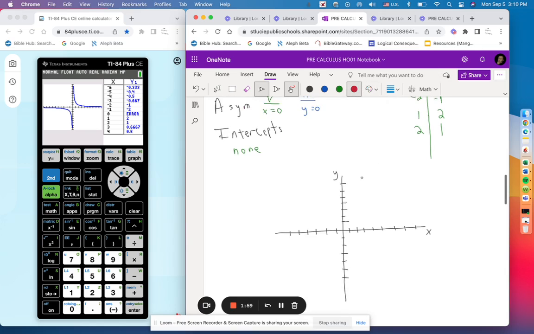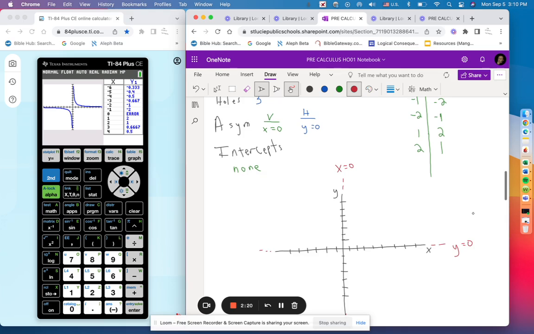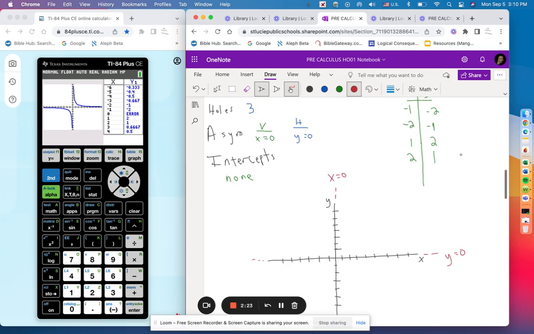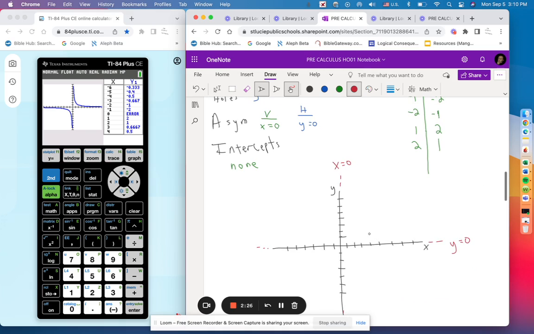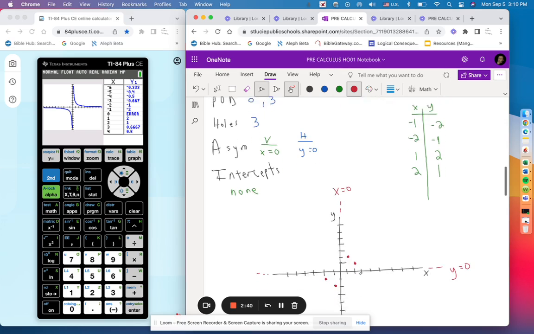All right, so this one looks a little weird because my y-axis is x equals 0, which is your asymptote, vertical. And then my other asymptote is the x-axis, which is y equals 0. All right, plot your points. Let's see, -1, -2, about here. -2, -1, about here. 1, 2, 2, 1. And this one has a hole at 3.